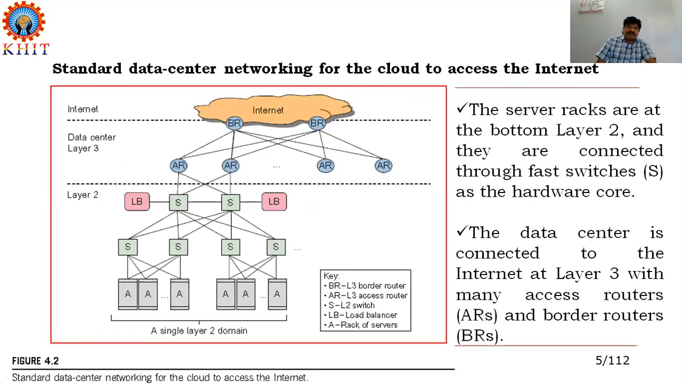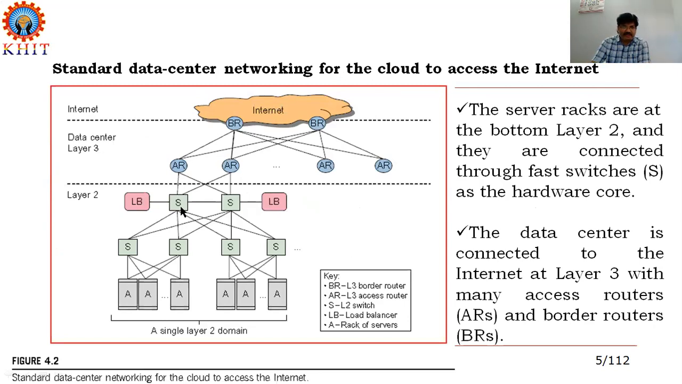Now consider a standard data center networking for a cloud. We will discuss with a diagram. If you consider the architecture of a data center, that is called a standard data center. The standard data center network can utilize the services of the cloud with the help of the internet.